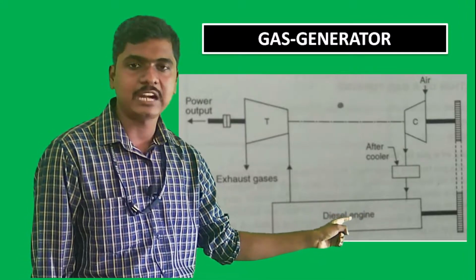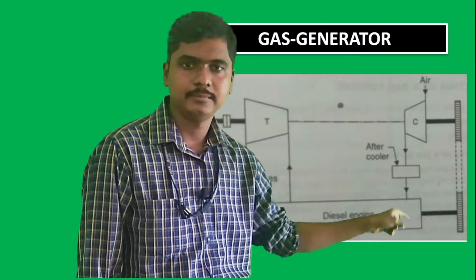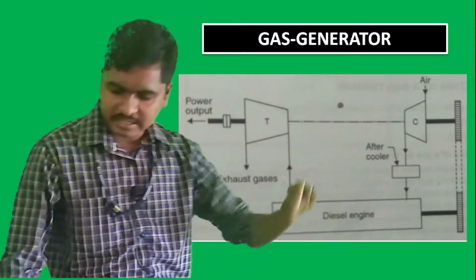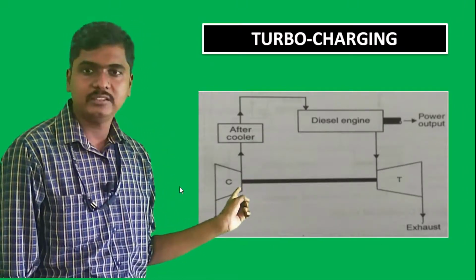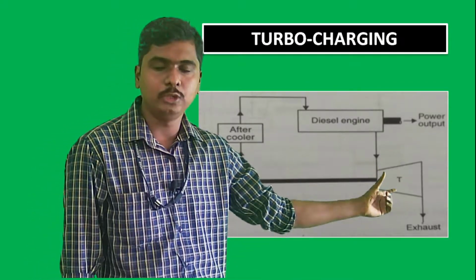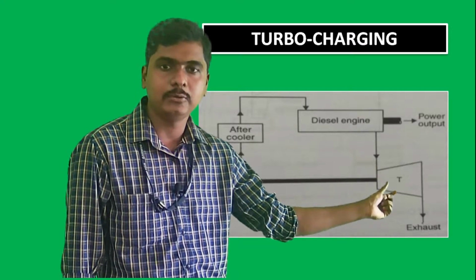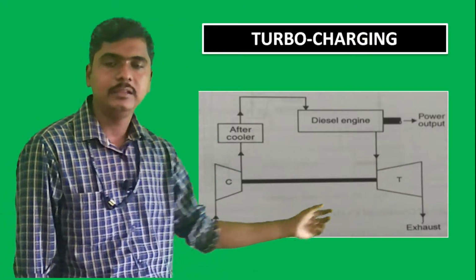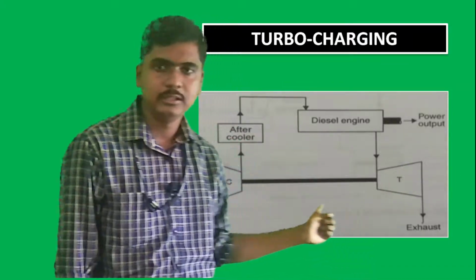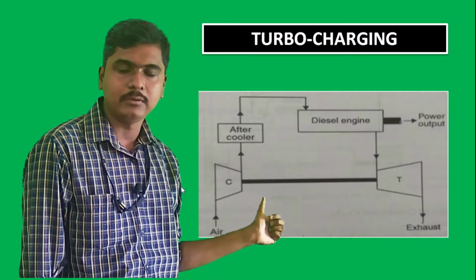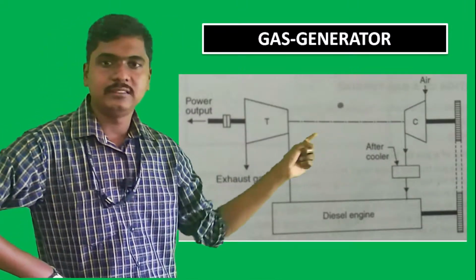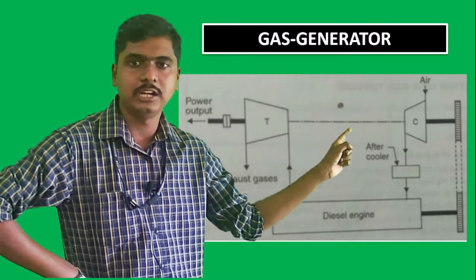So whenever you start the diesel engine, this gear will rotate, and it will drive the compressor. The difference is, in case of turbocharging, the compressor was driven with the help of the turbine. Of the work output we got from the turbine, a part was used to drive the compressor, and the remaining part was the useful mechanical work output. So there the compressor was connected with the turbine, but here in the gas generator you can see a dotted line, not a solid line.